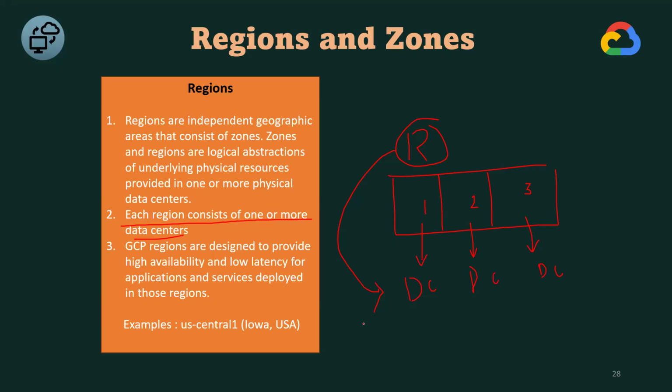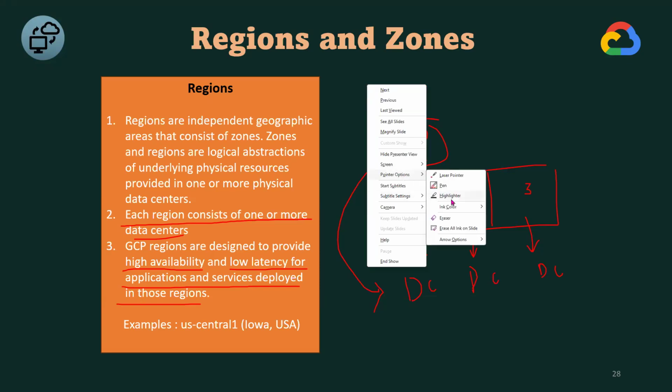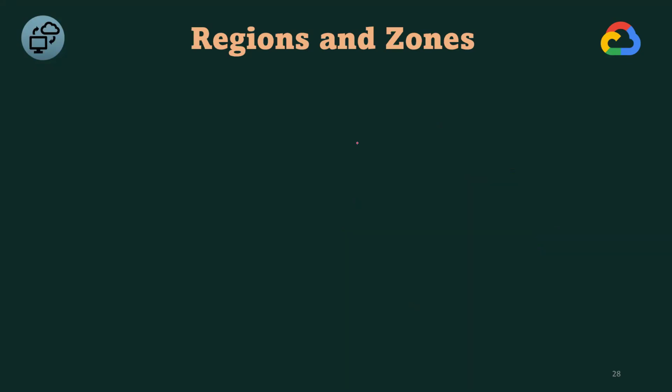Why have they done it? Why these regions and zones? GCP regions and zones are designed to provide high availability and low latency for the applications and services deployed in those regions. Why, sir? Why do we have to do this? For example, the main intention you have to understand. Why are we going to understand these regions and zones? Let me tell you, guys.